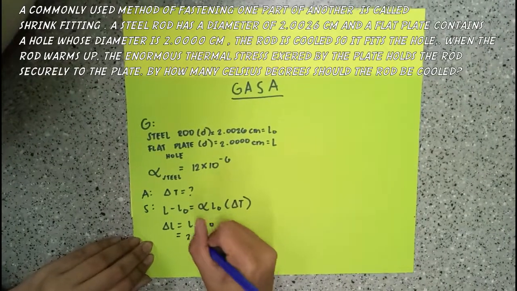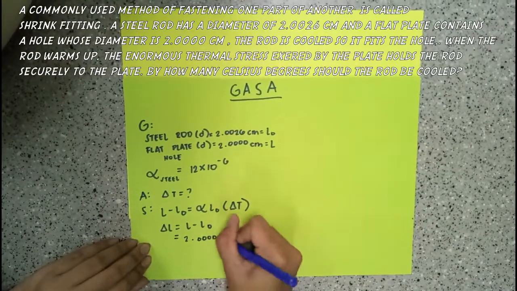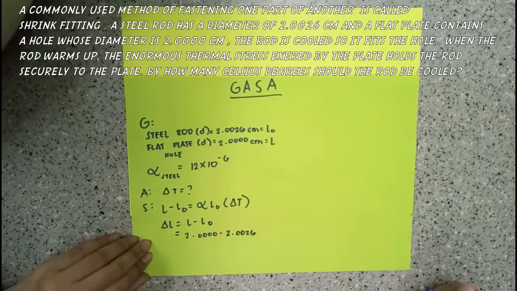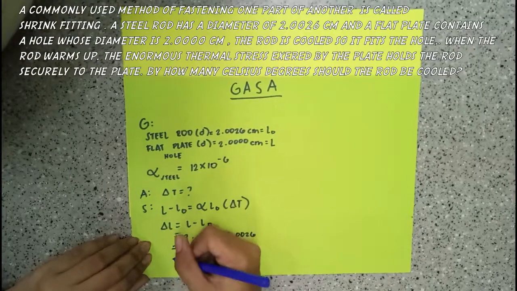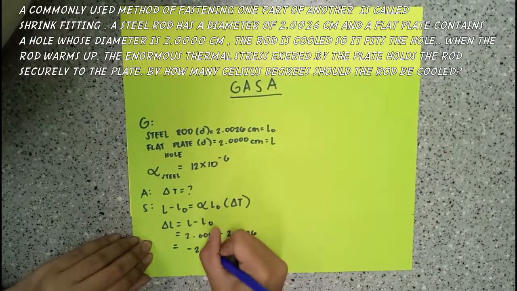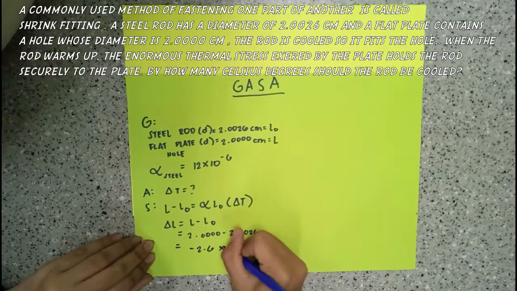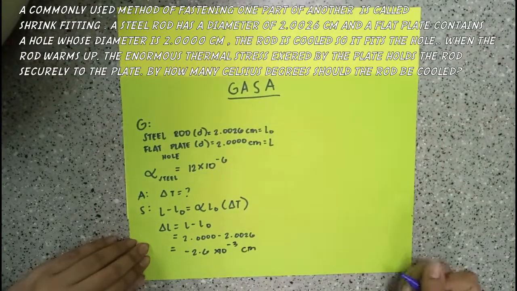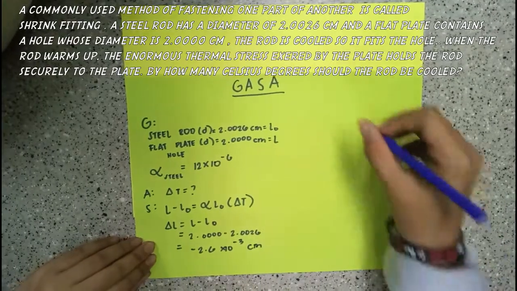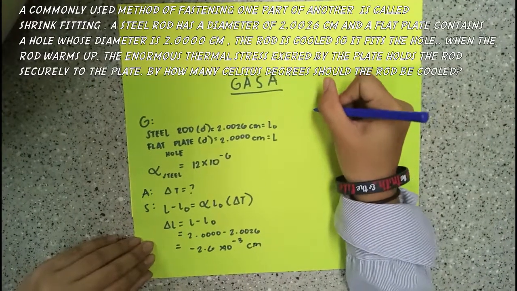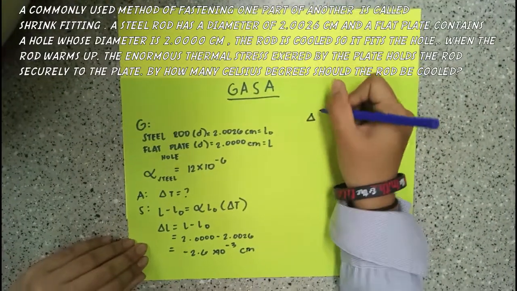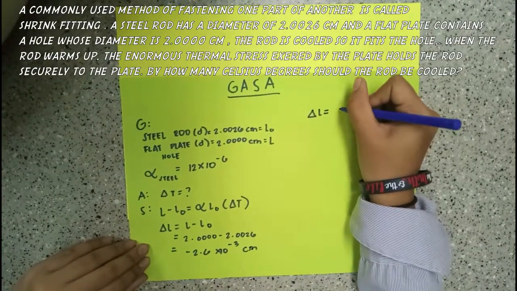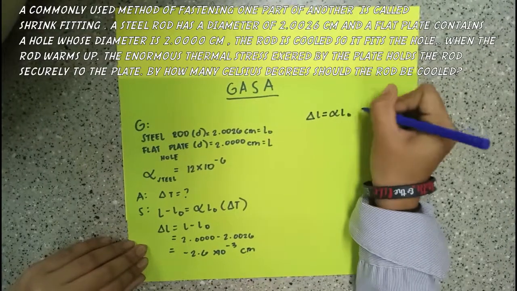Therefore, 2.000 minus 2.0026 is equivalent to delta L. So, for a change in L, we are given negative 2.6 times 10 to the power of negative 3 centimeters. So now that we are given the change in L, we can manipulate our formula by doing delta L is equivalent to alpha LO times the change in temperature.